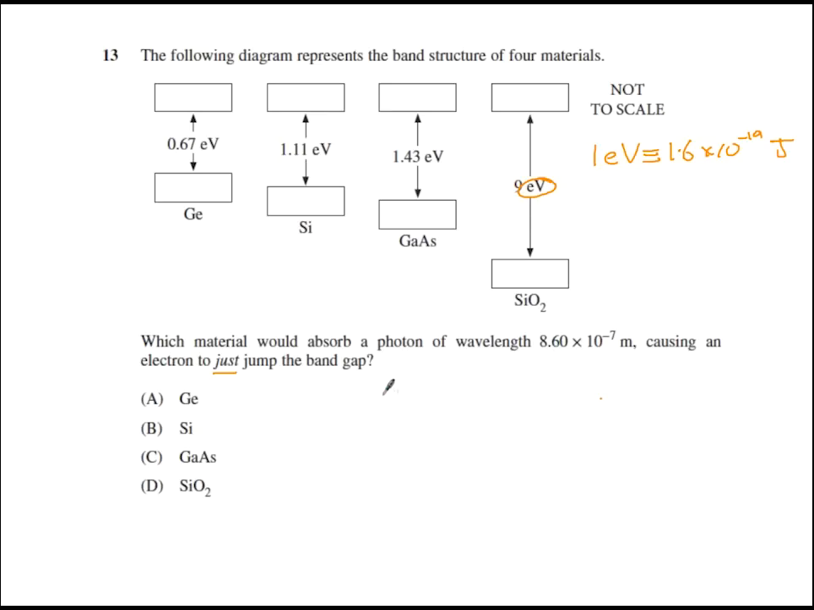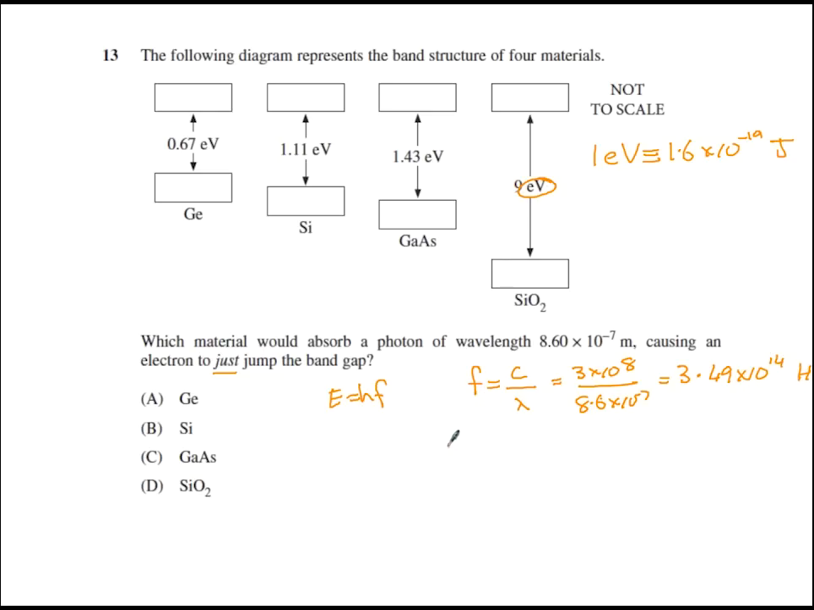Well, first of all, we should know that the energy of anything is equal to hf, okay? But we need to know f first. And of course, f is equal to c over lambda. So if we do c over lambda, we get 3 by 10 to the power of 8, and we divide that by lambda, which is 8.6 times 10 to the power of -7, and that gives us a frequency of approximately 3.49 by 10 to the power of 14 hertz. Okay, so now that gives us f.